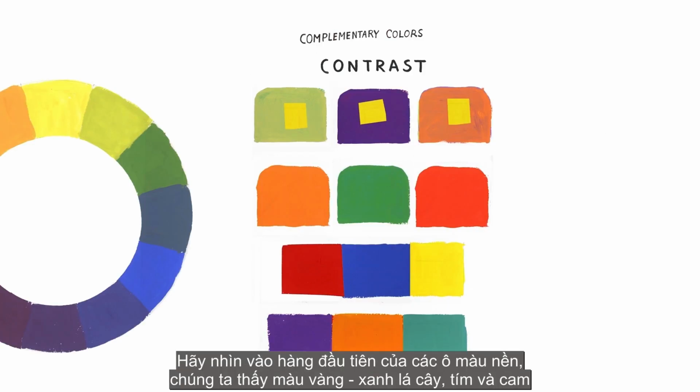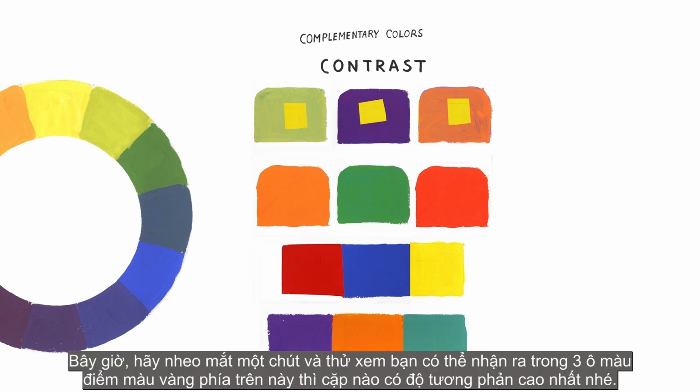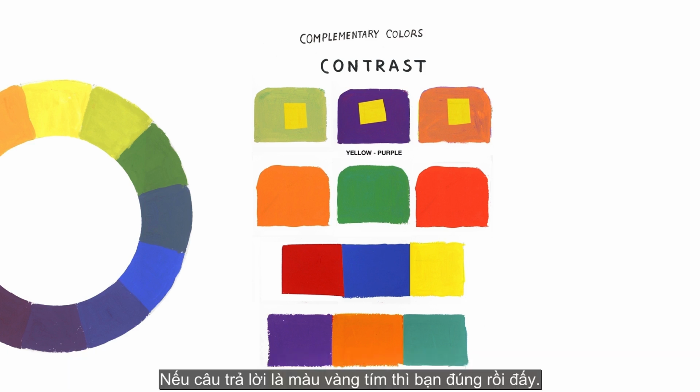Looking at the first row of color boxes, we see yellow, green, purple, and orange. And inside each of the boxes, we have the color yellow. Now squint your eyes slightly and see if you can pick out the highest contrast yellow between the three boxes. If you said purple, you're right. And the reason why is because they're complementary colors.